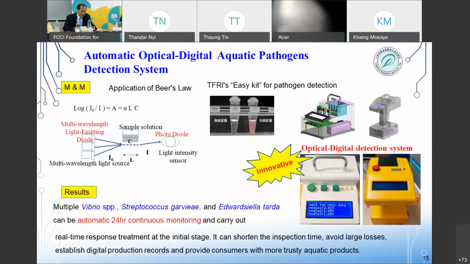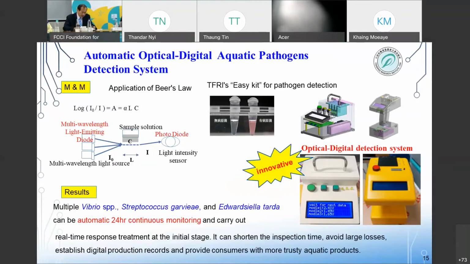Another research is the automatic optical digital aquatic pathogens detection system. In this study, the scientists combine the optical Beer's law and the one easy kit. This is developed by TFRI. The easy kit can be used for pathogen detection. And by combining this technology, we developed an innovative optical digital detection system.